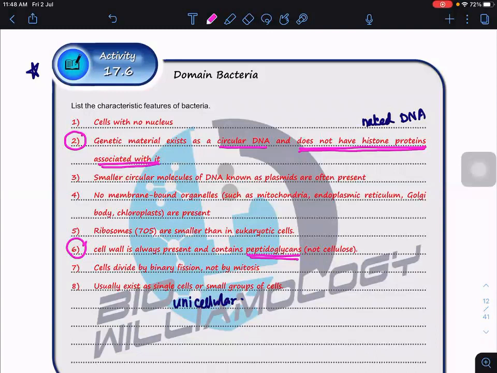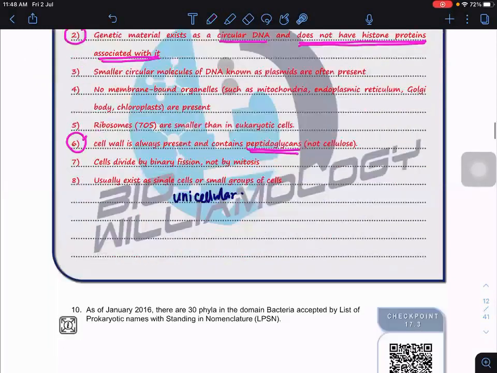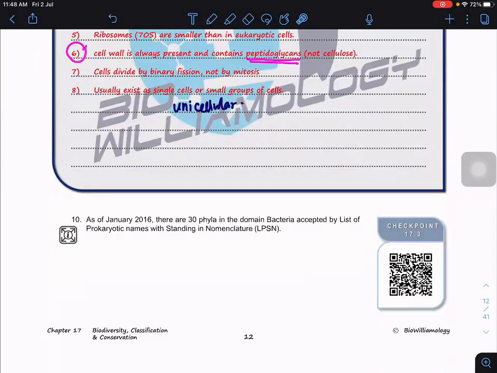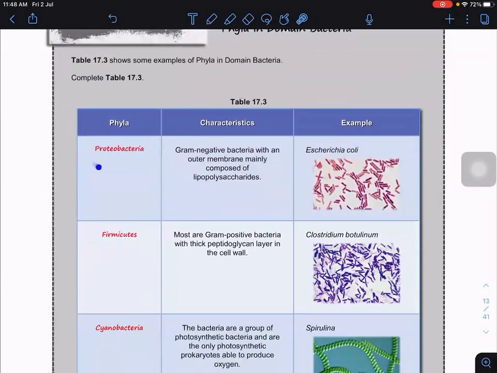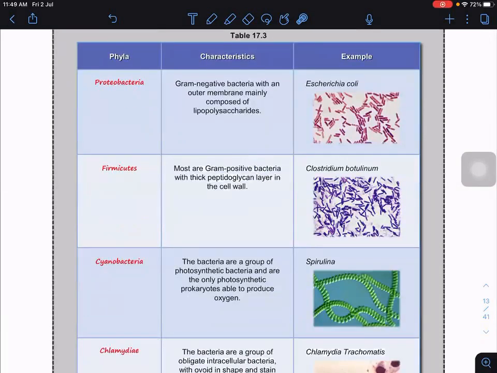I'll go through very quickly the forms of bacteria that we have, but again, it's not important, just to let you know. We have about 30 phyla in the domain of bacteria. We have the proteobacteria, which are gram-negative bacteria. Gram-negative bacteria are stained a bit pinkish, red color. Then we have the gram-positive bacteria, Clostridium botulinum, the one used for Botox. E. coli is the one we use for genetic engineering.